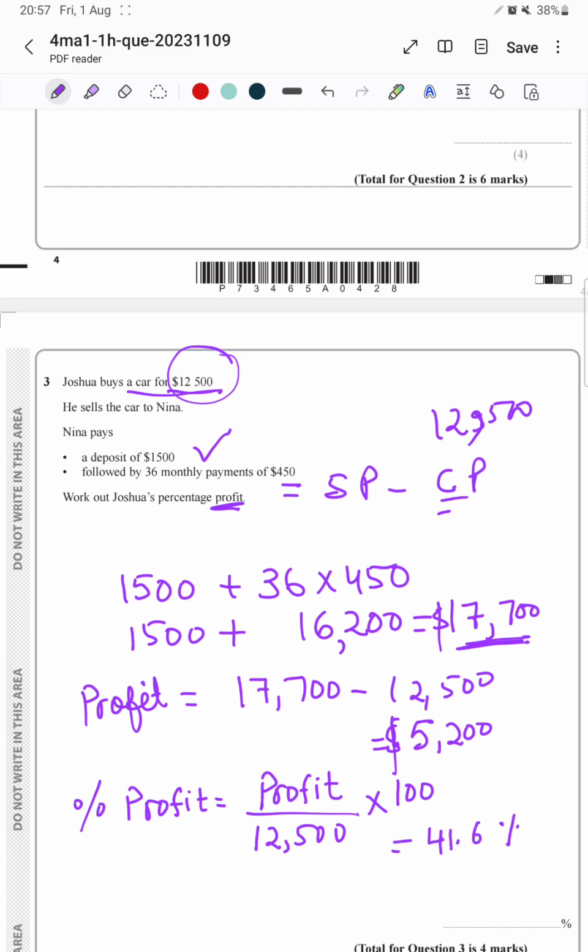41.6%. Always remember, for percentage profit or percentage loss, the denominator should always be the cost price. And because we have to find the percentage, we have to times by 100.